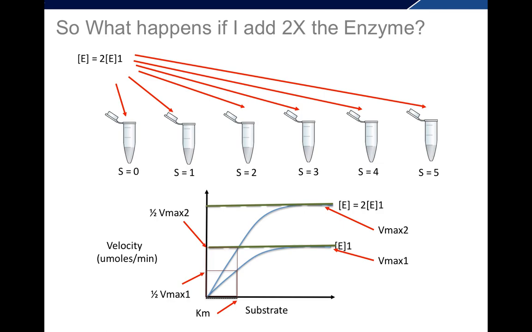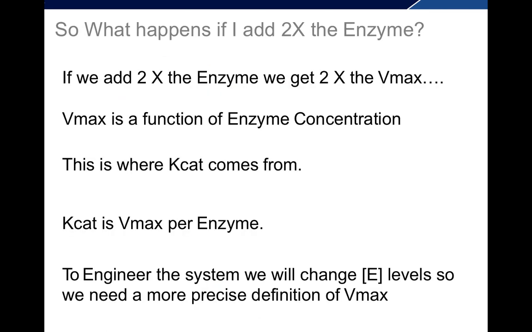And it's important to include that per milligram of protein to be able to do the unit cancellations later on. If we add 2x the enzyme, we get 2x the Vmax. Vmax is a function of enzyme concentration. And this is actually where kcat comes from. kcat is Vmax per enzyme, right? So although kcat units are per time, it's actually the Vmax per enzyme, and the moles cancel out, and we'll go through that in a second.